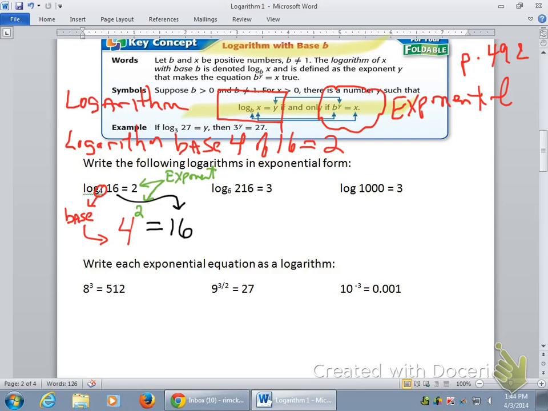Jeremiah, what's the base right here? 6. Okay, the base is going to be a 6. And what exponent am I going to raise that to? I'm going to raise it to the 3rd power. And it should equal 216. And somebody just double check that. Why don't you go to your calculator, double check. Is 6 to the 3rd 216?